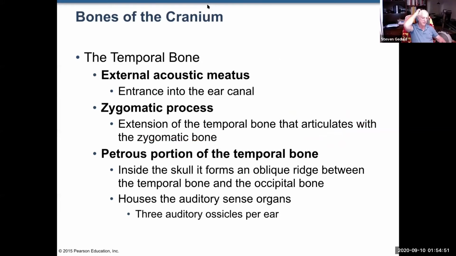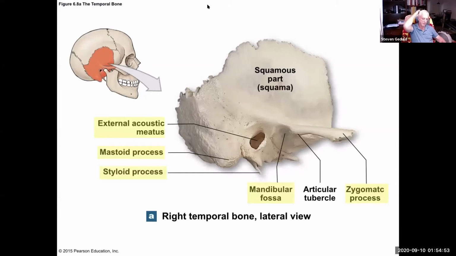Okay, so this is a temporal bone. This is the squamous part. You can see it's flat, squished. Okay, it's a very flat bone. This is the opening for the ear, right here. This is your external acoustic meatus. And just posterior to that, that is the mastoid process. That has air cells that give the bone some lightweight ability.